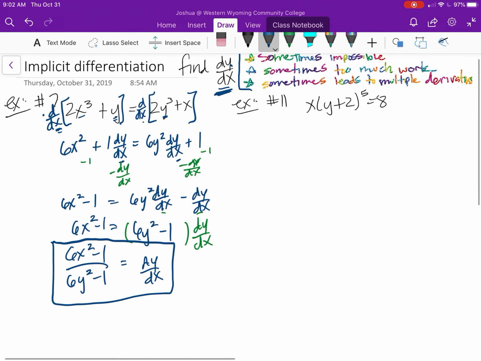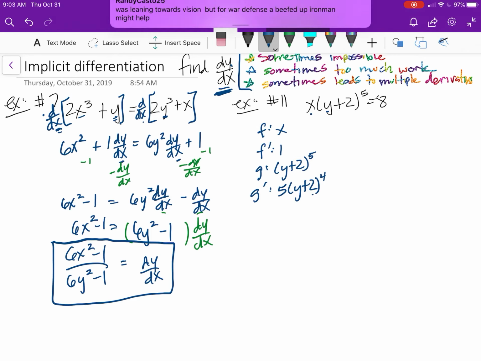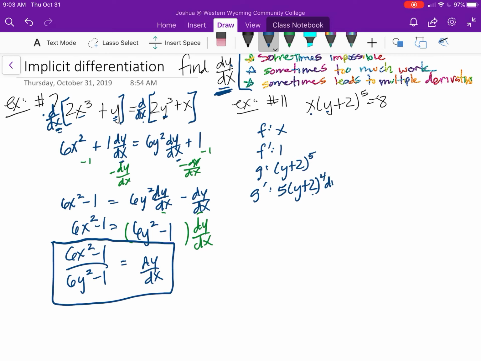If we had x and x here, I would need product rule. Okay, this is my function f. F prime would be 1. G would be the y plus 2 to the fifth. G prime would be 5 y plus 2 to the fourth. Chain rule it. Well, derivative of the inner function is just 1, right? So I don't need it. However, this was a y. dy dx. Anytime you're doing derivative of a function of y and I have with respect to x, we need dy dx.